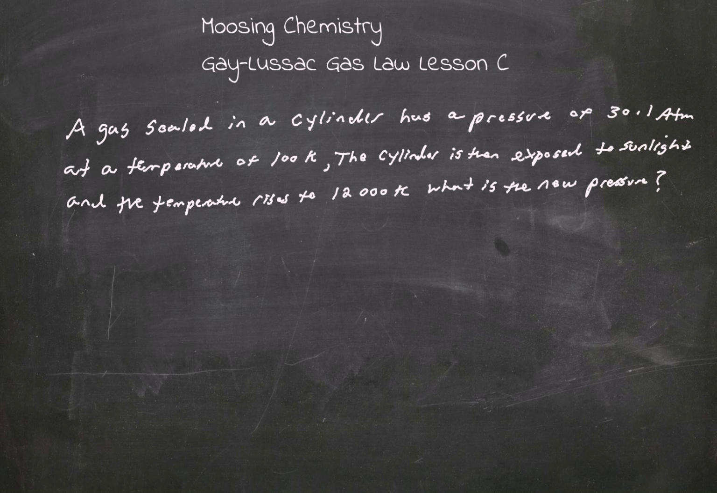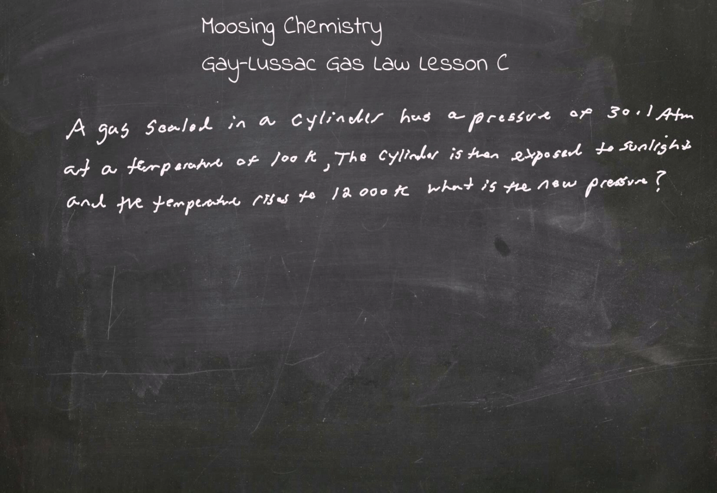I always kind of enjoy reading these problems because sometimes they're pretty ridiculous. Look at this one. A gas sealed in a cylinder has a pressure of 30.1 atmospheres at a temperature of 100 K. That's actually pretty cold, because remember that 273.15 K is 0 degrees Celsius, which is 32 Fahrenheit. So this thing is pretty darn cold. It must be out past the orbit of Neptune or something.